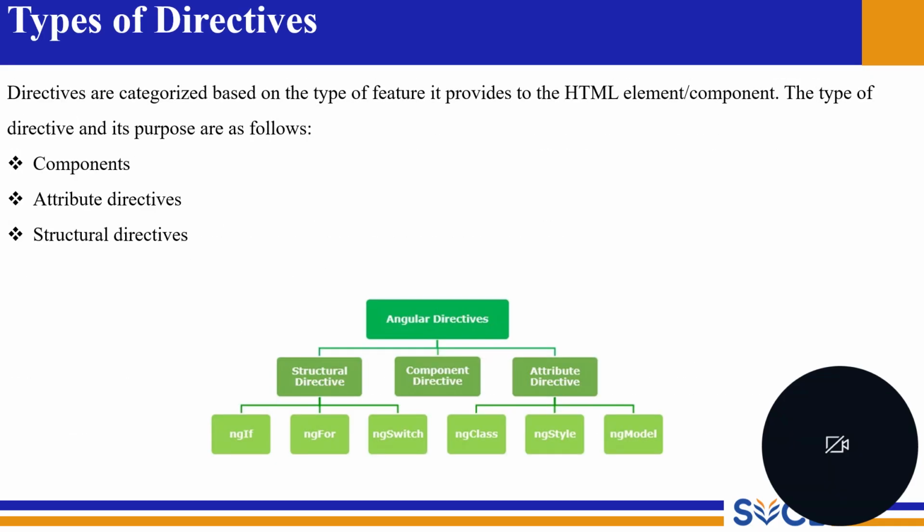Then these are the types of directives. Directives are categorized based on the type of features they provide to the HTML element. The types of directives are components, attribute directives, and structural directives. For structural directives, there are three types: ngIf, ngFor, and ngSwitch. For attribute directives, there are three types: ngClass, ngStyle, as well as ngModel. We will see them one by one hereafter.